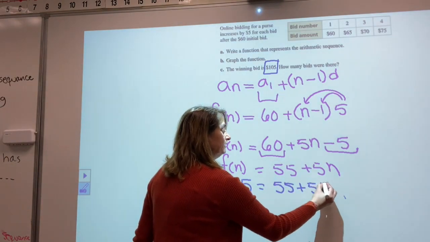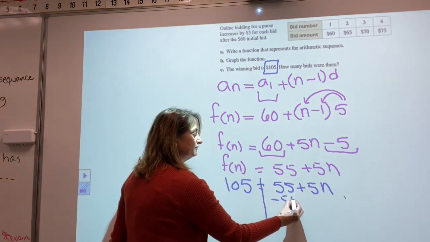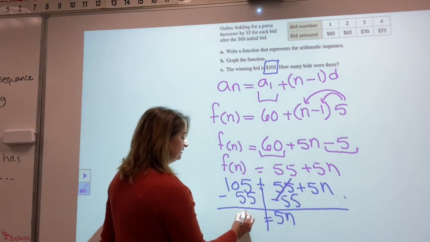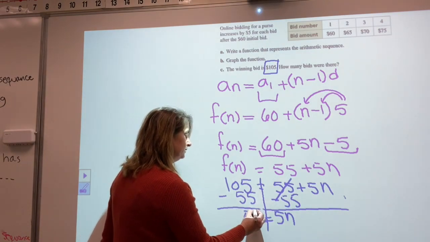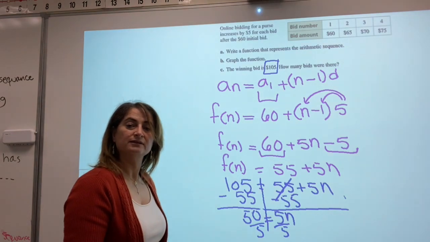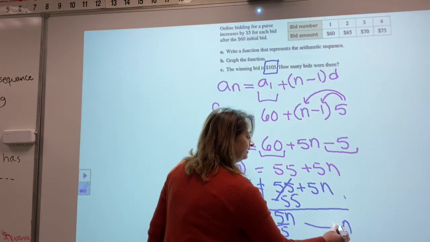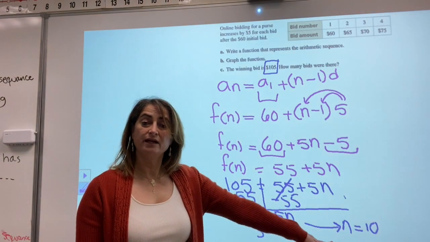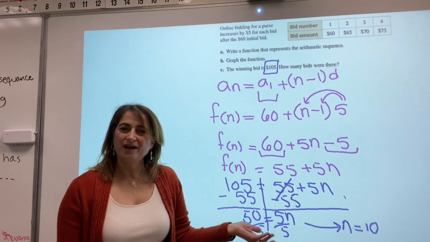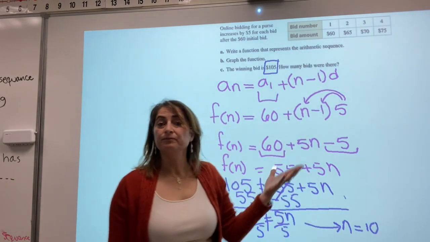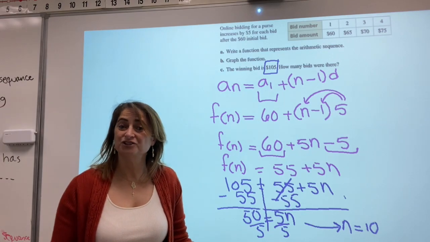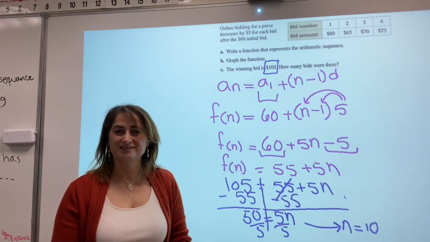So 105 equals 55 plus 5n. Isolate n by subtracting 55 first from both sides. That gives me 5n equals 50. And now to isolate n, I need to divide both sides by 5. So n equals 10, which means this is the 10th term that would have a bid equal to $105. Watch how writing the equation would help me find the bid number, or if they gave me the bid number, I can find the bid amount using that equation, and that's why we write the function notation for arithmetic sequence equations.